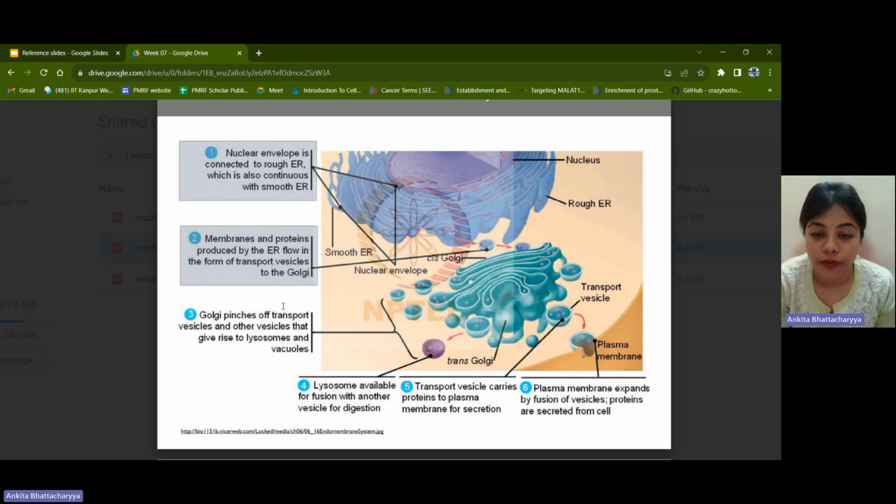Then we have the transport vesicle, which can carry some proteins to the plasma membrane for secretion, because they need to be removed outside the cell. Some protein is being released outside the cell, so it has to go through this entire network, then go to the cell membrane, and from the cell membrane be moved outside the cell. The plasma membrane as well can expand by the fusion of these vesicles, and the proteins are secreted outside the cell.